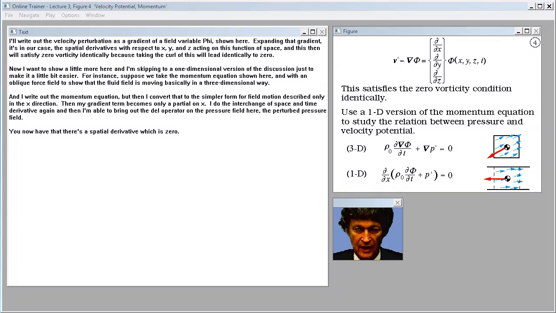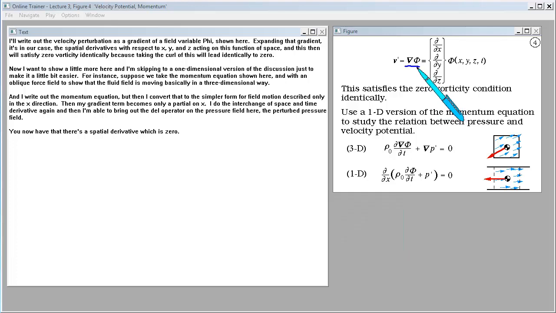I'll write out the velocity perturbation as a gradient of a field variable phi, shown here. And expanding that gradient, it's in our case the spatial derivatives with respect to x, y, and z, acting on this function of space. And this then will satisfy zero vorticity identically, because taking the curl of this will lead to identically zero.